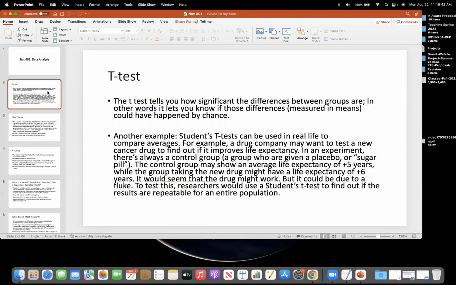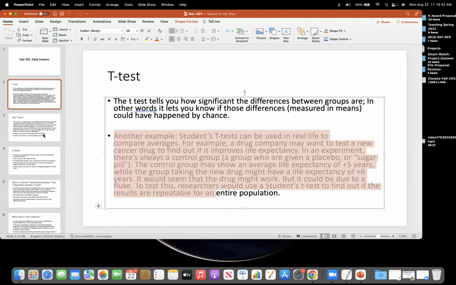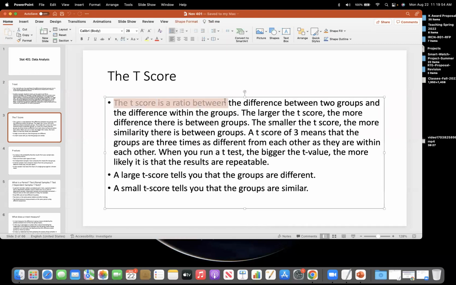Okay, so from these two slides, I'm interested to know what you mean by t-test. What is one example of a t-test? And what is a t-score, and what does it imply? Right, so a t-score is a ratio between the difference between two groups and the difference within groups. A large t-score tells you the groups are significantly different. A small t-score tells you that groups are not different. Any questions so far? Any confusion?